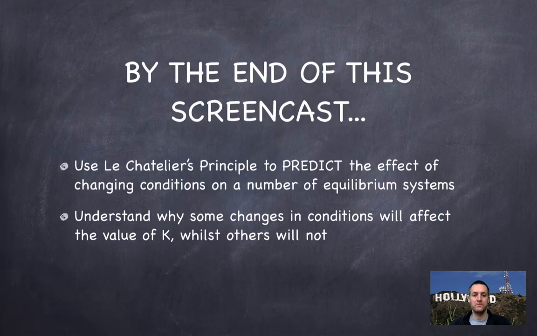Anyway, there we are. That is an introduction to what we mean by Kw. In the next film, we're going to try and predict the pH of some solutions, since we're going to actually use this a bit more.